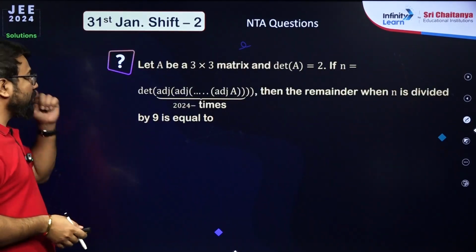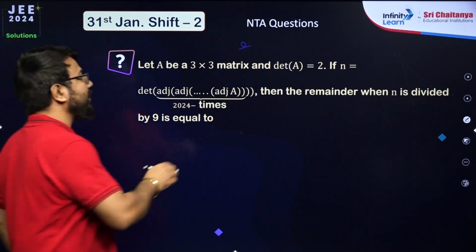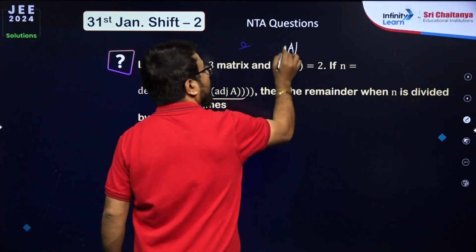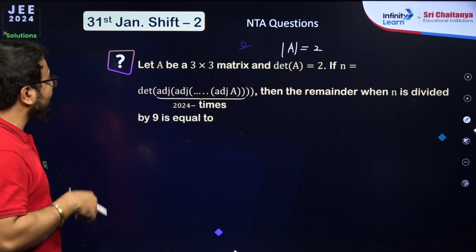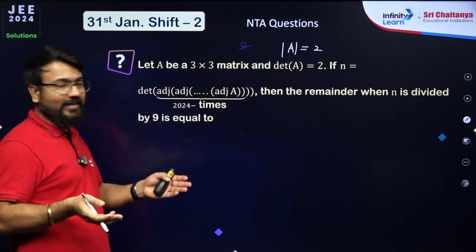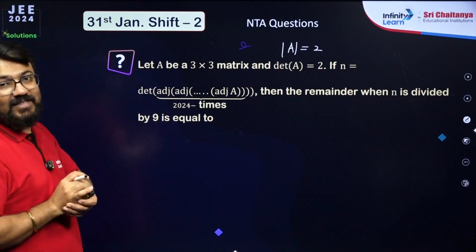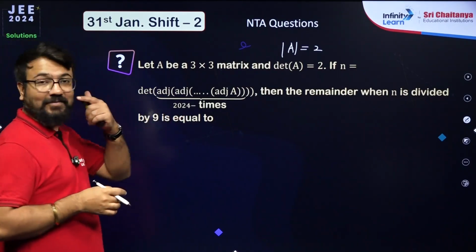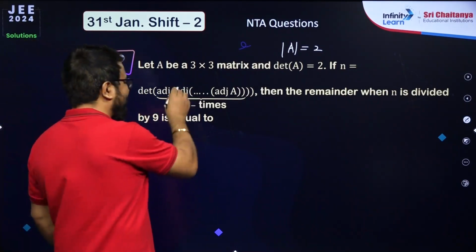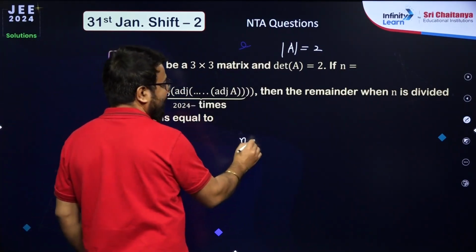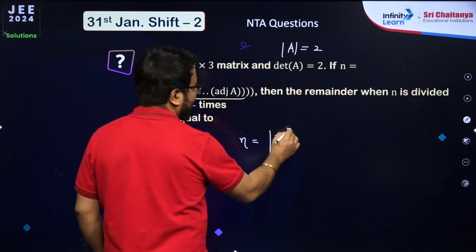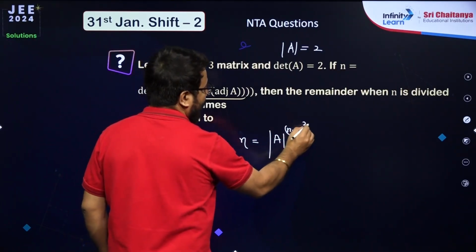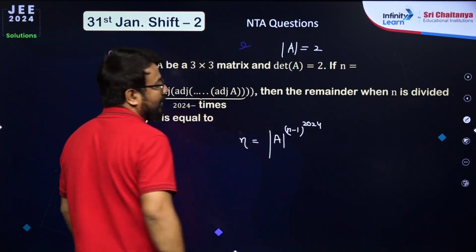Moving ahead to the next problem. Let A be the matrix, determinant of A is 2. N is the value which is the determinant of adjoint, 2024 times. Since the year was 2024, that is why they have given 2024 times. So we want to get the value of this determinant. The value of n can be written as determinant A raised to the power n minus 1, whole power 2024.